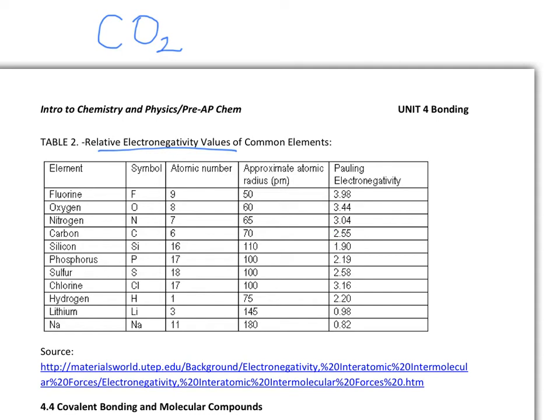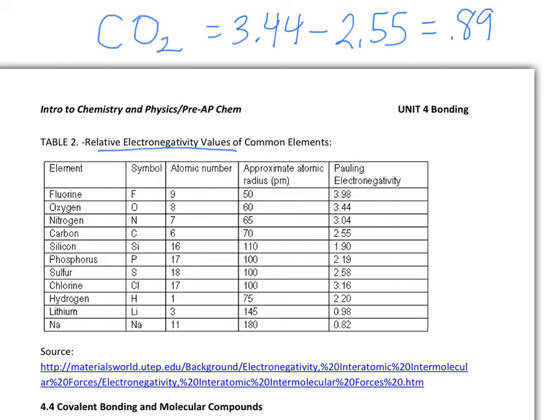Let me get my pen going here. So it's going to be 3.44 minus the carbon, which was 2.55. So if you want to grab your calculator, pause this for a moment, or maybe you can do it in your head, but it is going to be 0.89.